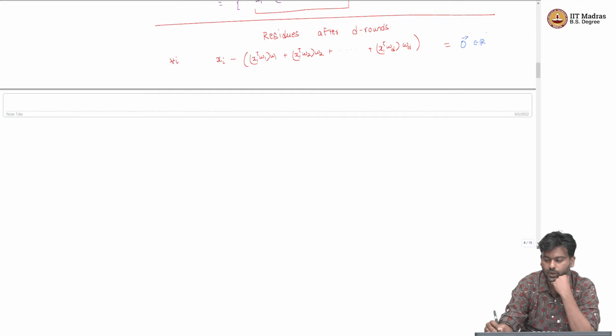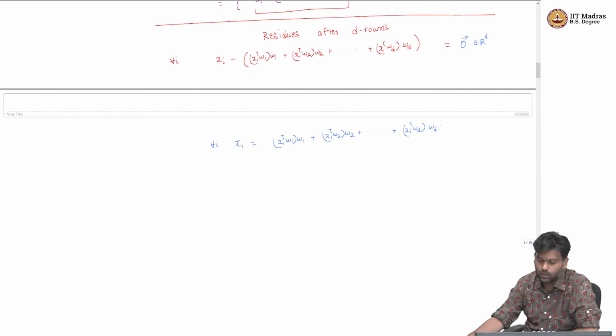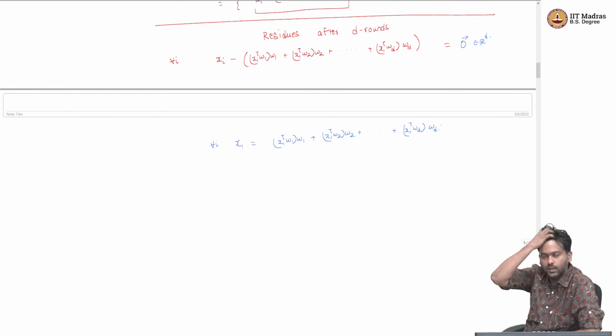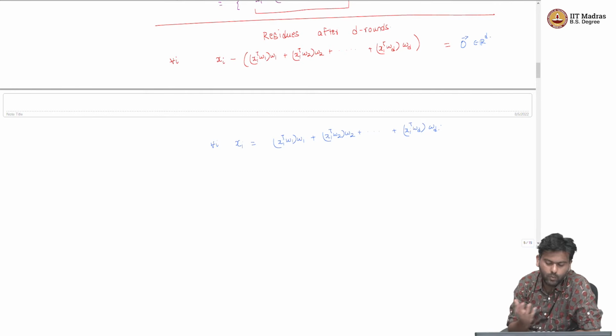So, in R^d. Now, that tells us that xi itself is just xi transpose w1 into w1 plus xi transpose w2 into w2 plus dot dot dot plus xi transpose wd into wd, right. So, basically what we have done is, again, if you know a bit of linear algebra, you can already see what's happening is that we have expressed our data set, every point in the data set, in a different orthonormal basis, right.